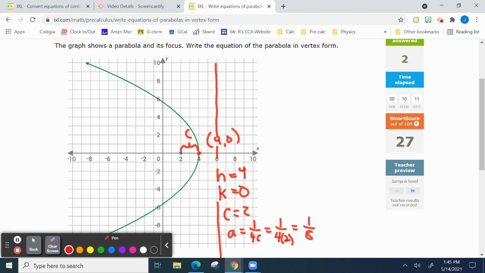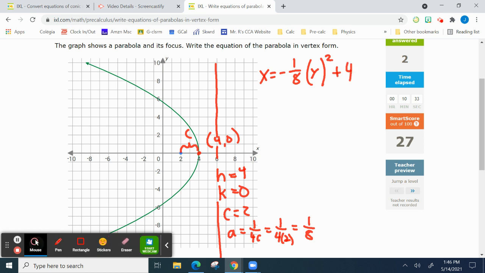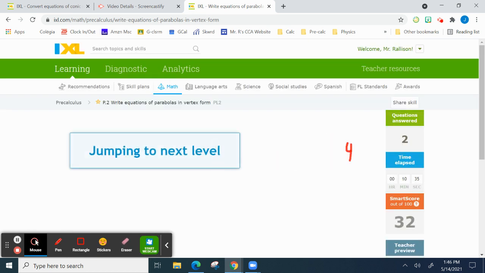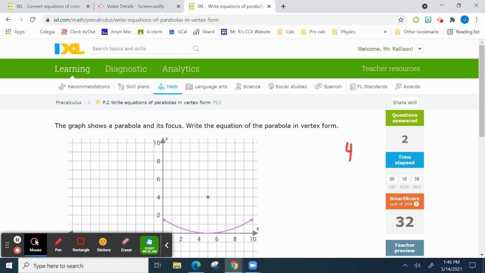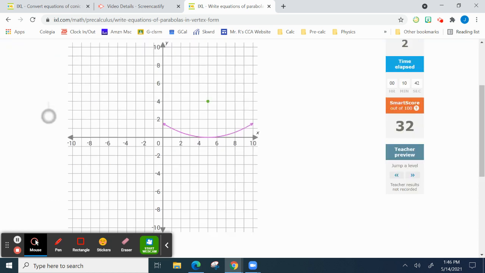And this is a left-right one, so it's going to be x equals, and it's opening to the left, so it's going to be a negative. And then our a term, 1 over 8, times y, and then minus k is 0, so we don't need that. And then plus h, plus 4. And that's going to be the answer to that, but I'm going to move on, and hopefully we'll get one more in here. But I think if you're just slow and methodical like that, you're going to be fine.